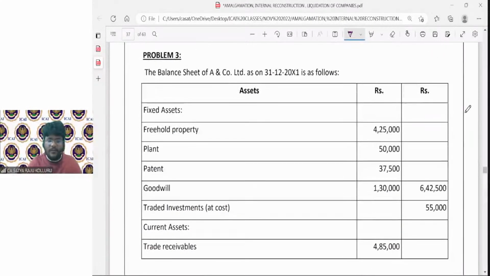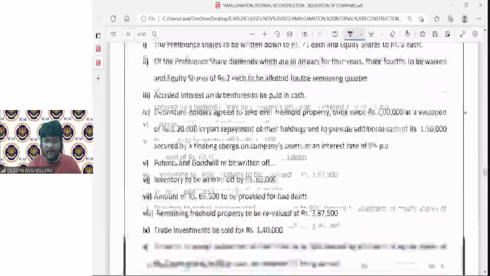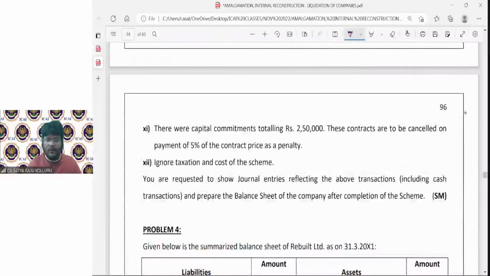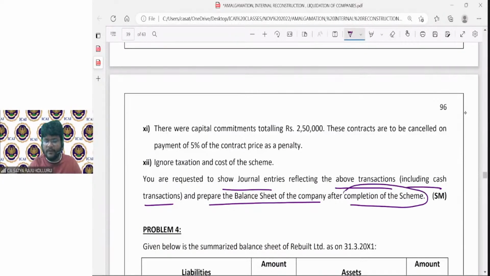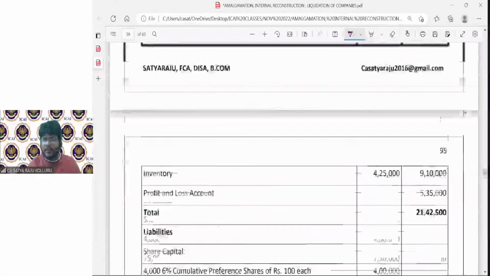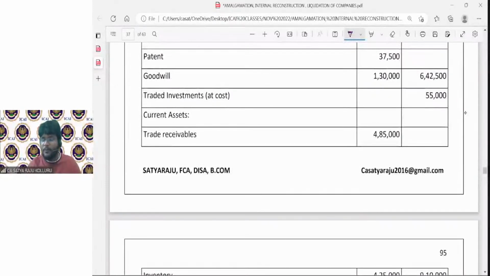The balance sheet of A and a company limited as on 31st December 2011 is as follows. First, let me read the requirement directly. You are requested to show the journal entries reflecting the above transactions, including the cash transactions, and prepare the balance sheet of the company after completion of the scheme. The scheme means the proposed scheme, which is now approved.